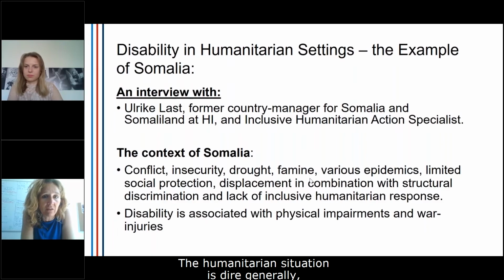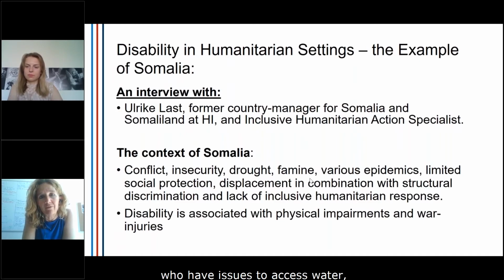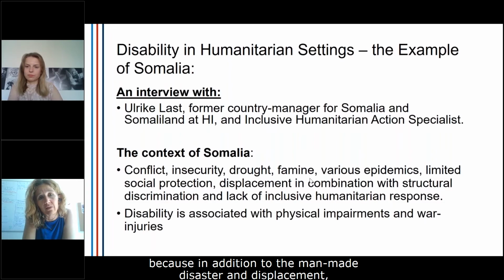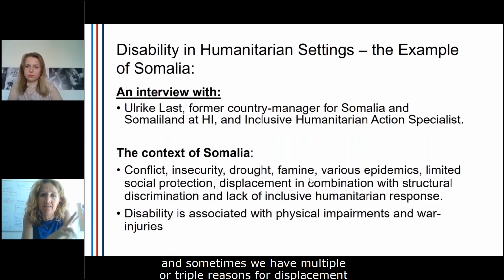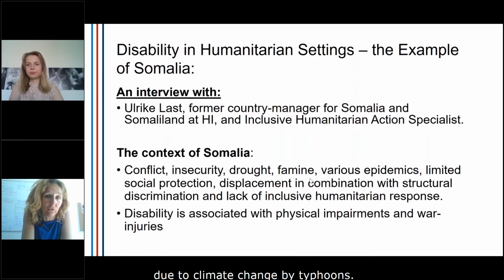The humanitarian situation is generally dire for really big parts of the population, estimated 2 to 3 million persons at the moment who have issues to access water and sufficient food, because in addition to the man-made disaster and displacement, you also have displacement caused, and sometimes we have multiple or triple reasons for displacement, due to drought, flooding, recently also the locusts, and sometimes they are also affected these days due to climate change by typhoons.